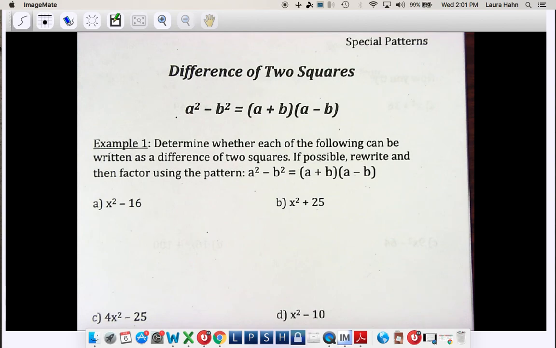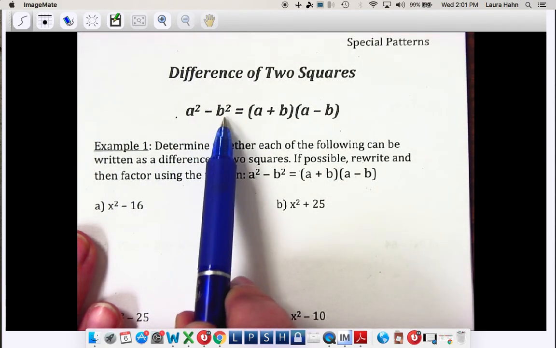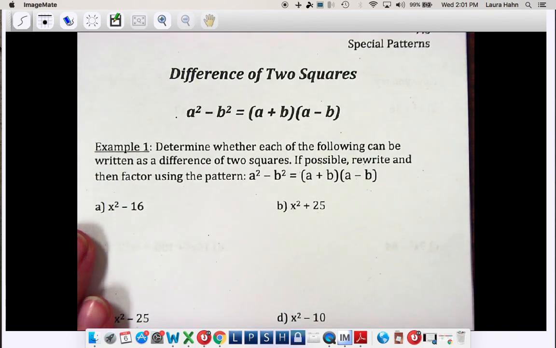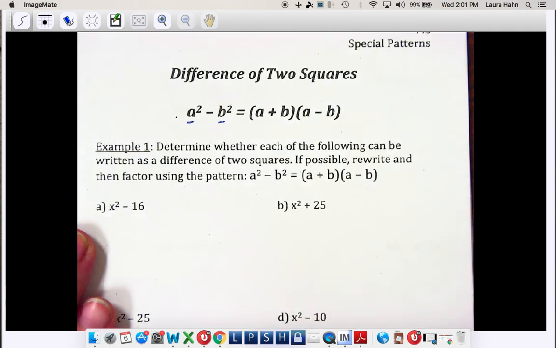So I'm going to go through this pretty quickly. We're going to be talking about special patterns. One of them is called the difference of two squares, and that's when it looks something like this: a number squared minus another number squared. This works when this term and this term are perfect squares, which means you can take the square root of them.